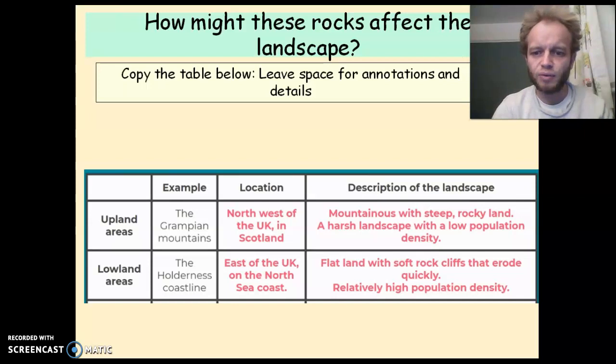It's flat land with soft rock cliffs that erode. You saw that in that picture, those cliffs collapsing in. So those people might be quite worried about their campervan site. And then a relatively high population density. Okay, not the highest, not compared to London, for example, but definitely higher than places like the Grampians. So add to your answers if you need to. Give yourself a tick. Well done if you've got your answers correct.